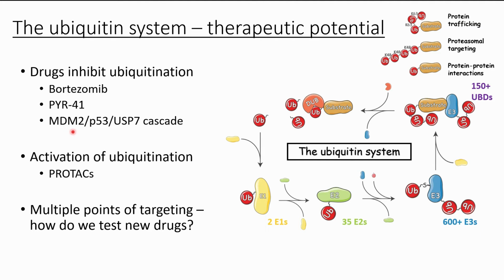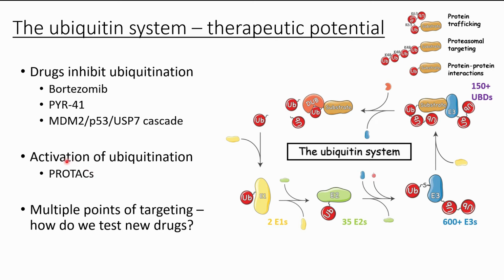And then as a final example, we have MDM2, which is an E3, and USP7, which is a deubiquitinating enzyme cascade. Both of these are involved in the pathway of p53 degradation, so there are actually drugs that will target MDM2 or USP7 and ultimately decrease the total amount of p53 degradation.